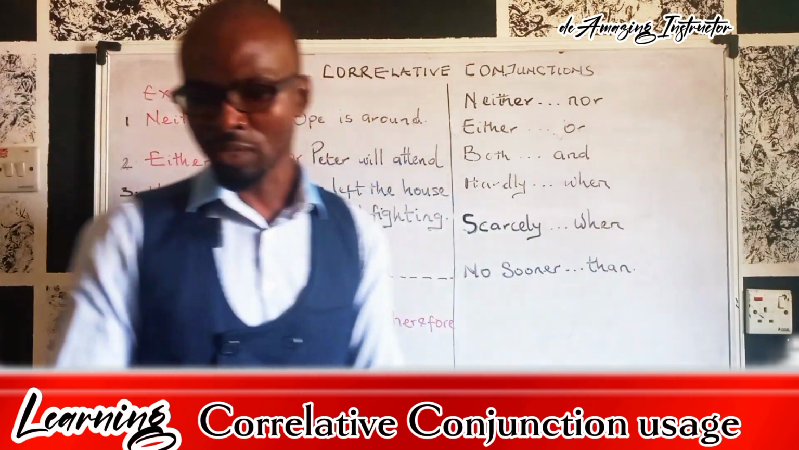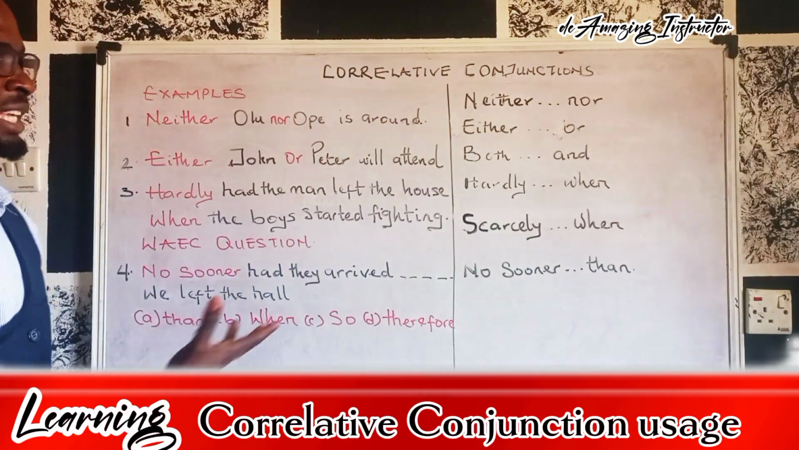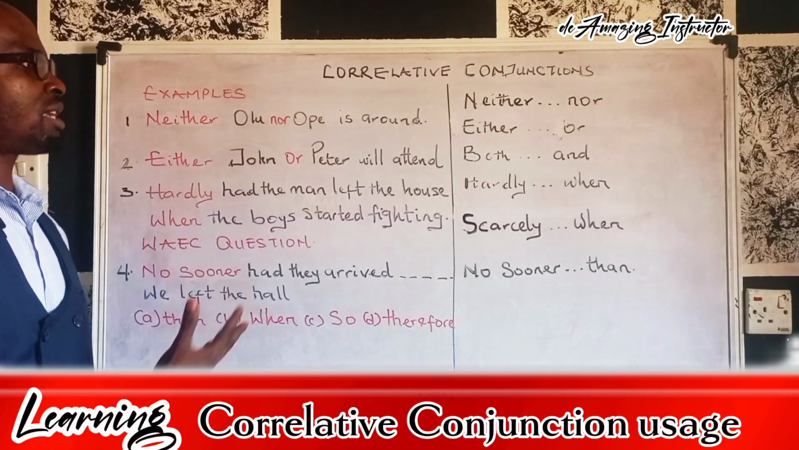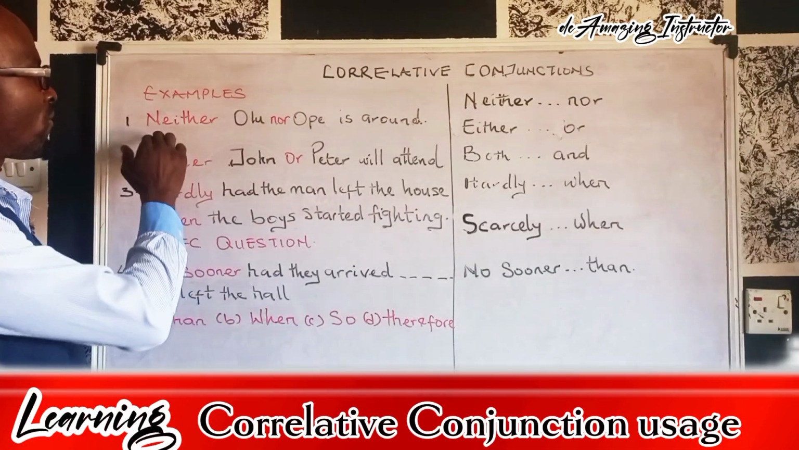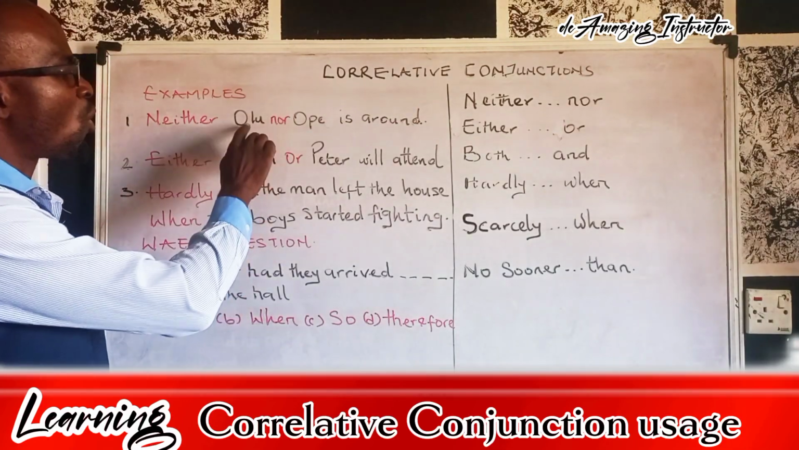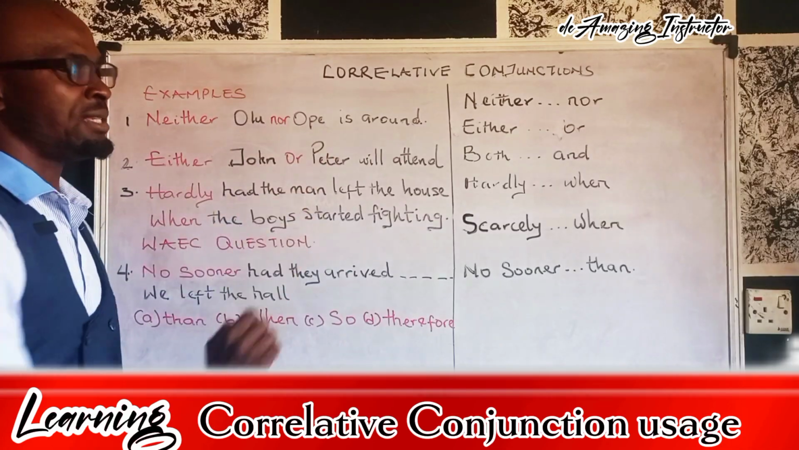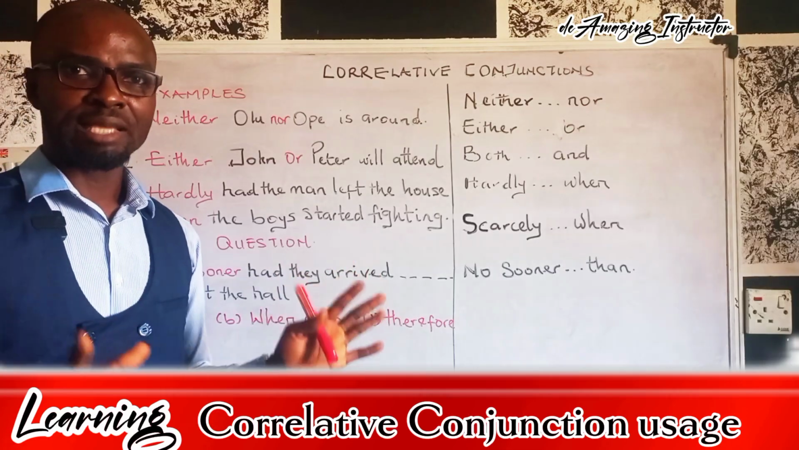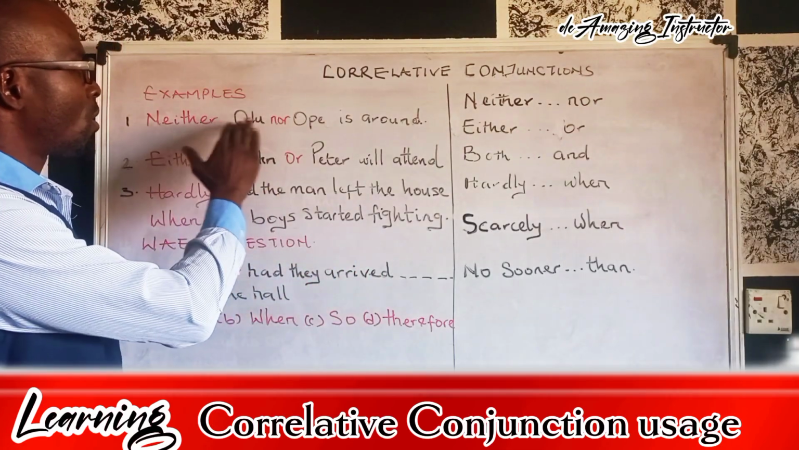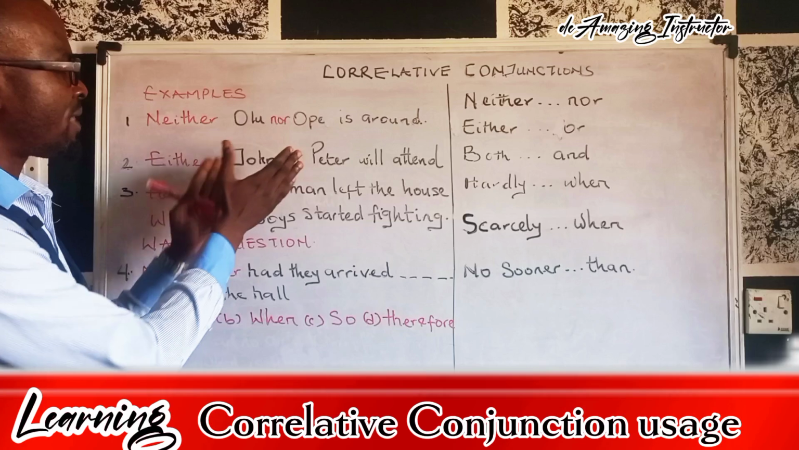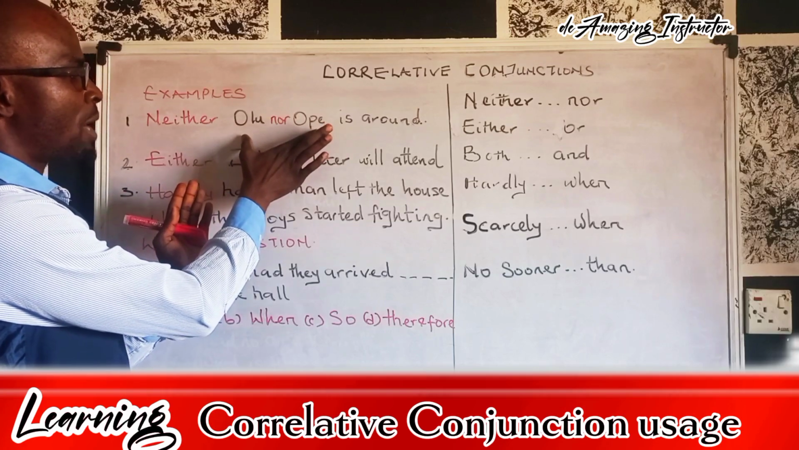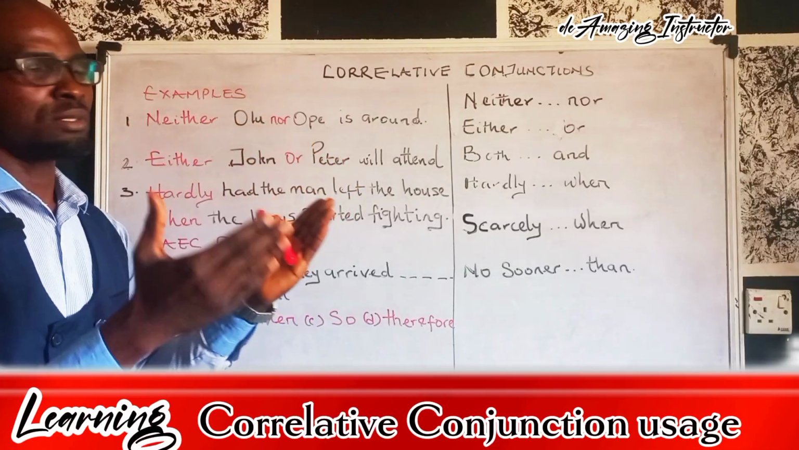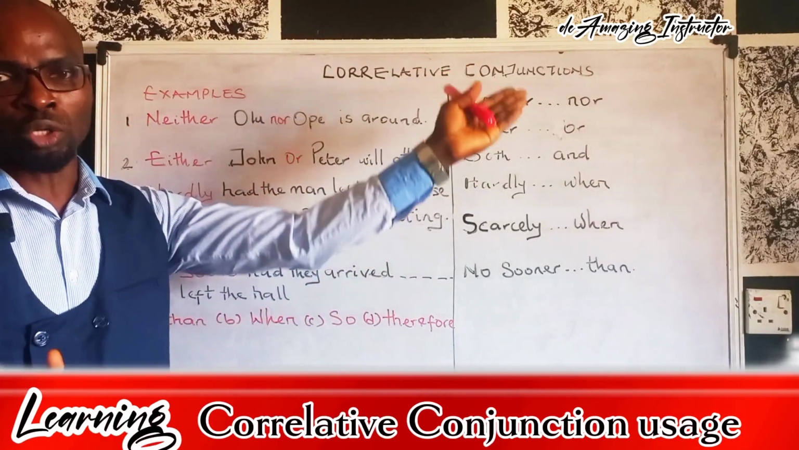Now we're going to have some illustrations here also to establish our analysis. Now we have some examples here. Number one, neither Olu nor Hope is around. That is, none of them is around. So you can see that we are having pairs here. Olu, Hope, going together. So that is why we call it correlative conjunctions.